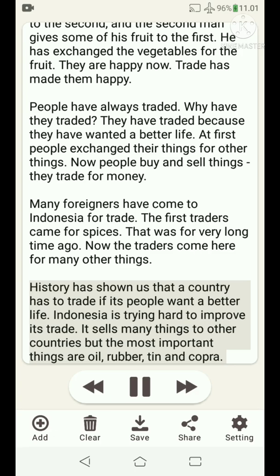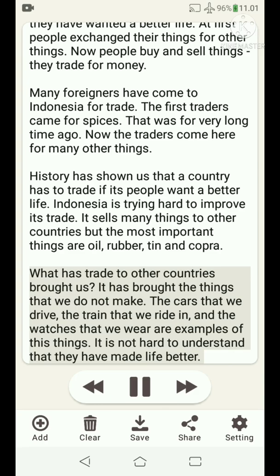History has shown us that a country has to trade if its people want a better life. Indonesia is trying hard to improve its trade. It sells many things to other countries, but the most important things are oil, rubber, tin and copra. What has trade to other countries brought us? It has brought the things that we do not make. The cars that we drive, the train that we ride in, and the watches that we wear are examples of these things. It is not hard to understand that they have made life better.